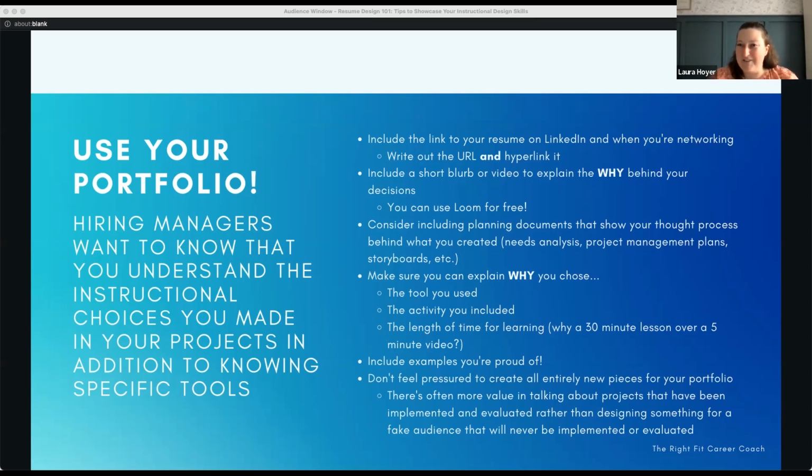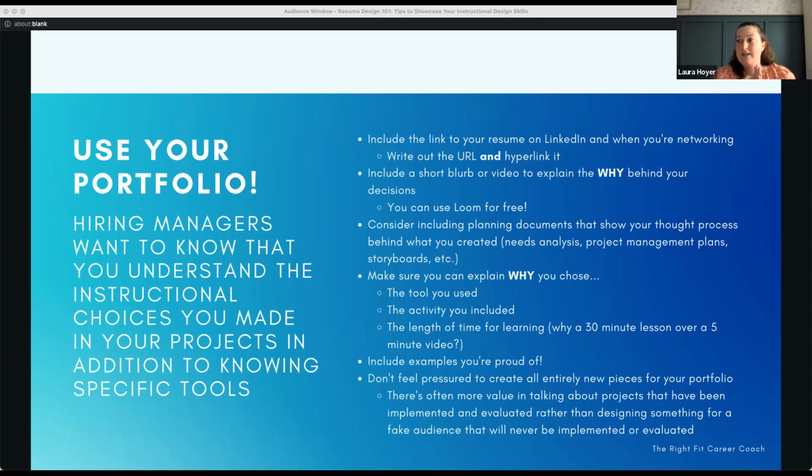Include examples you're proud of. This seems like it goes without saying, but I viewed a lot of portfolios where people just threw together an example of a Storyline course because they felt like they needed an example and they aren't necessarily proud of it. Your portfolio should be the best samples of the kind of work that you can do.